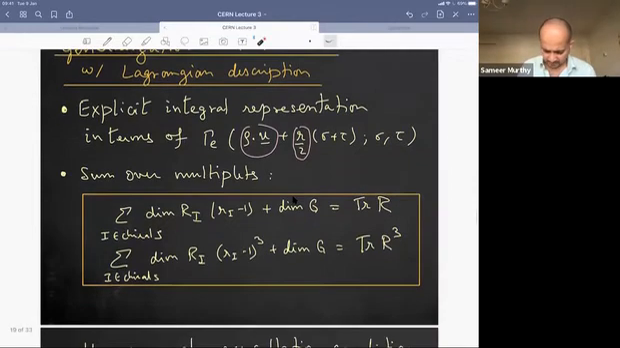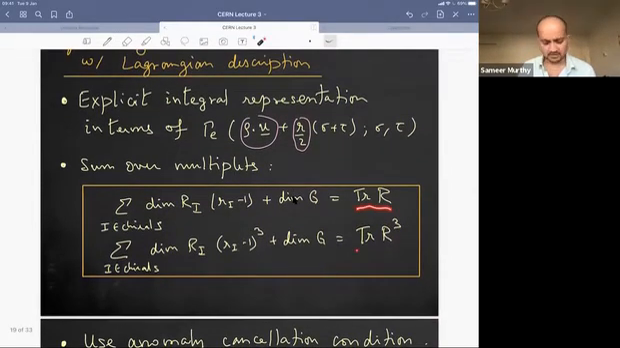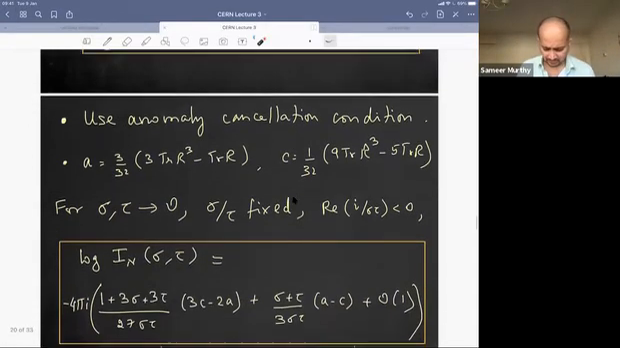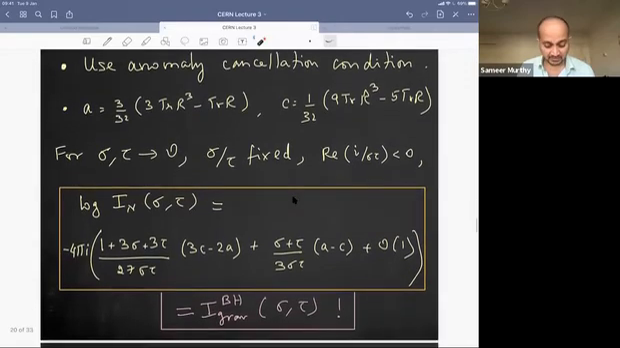Then those things sum to trace r and trace r cube. Then you use anomaly cancellation and use this definition of the A and C central charges, which are linear combinations of trace r and trace r cube. And what you find is you can write the whole thing in terms of the A and C anomaly coefficients.